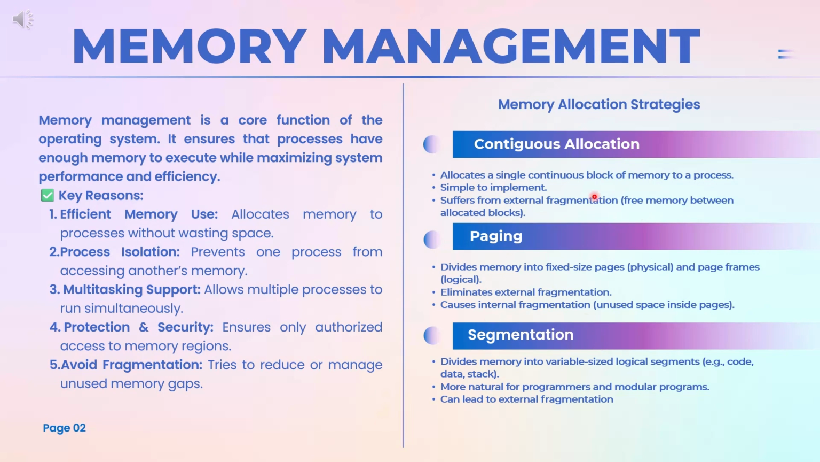Contiguous allocation is simple but suffers from external fragmentation. On the other hand, paging, which divides memory into fixed size pages, avoids external fragmentation but causes internal fragmentation. And segmentation, our main topic for today, maps memory to logical program-like units like code, data, or stack.